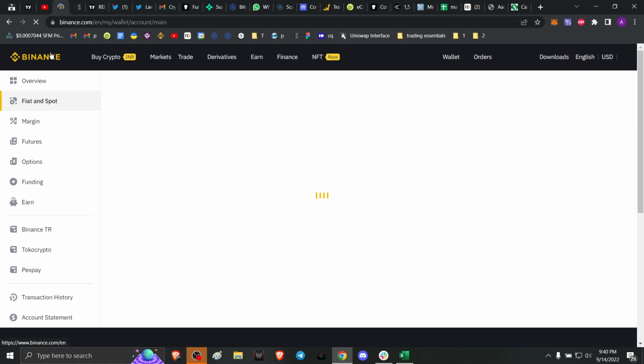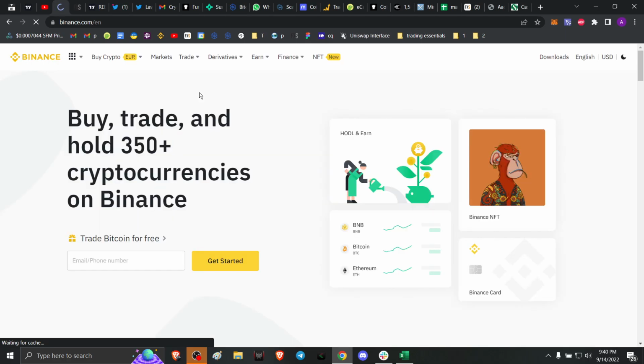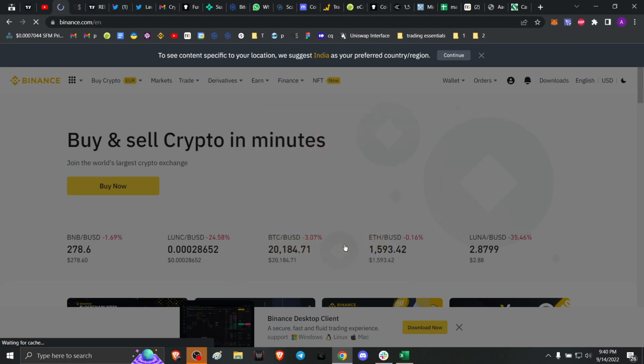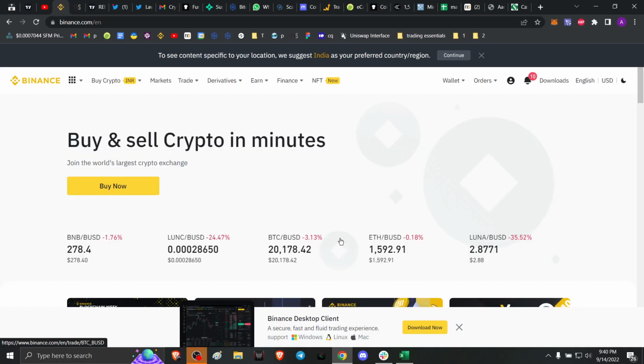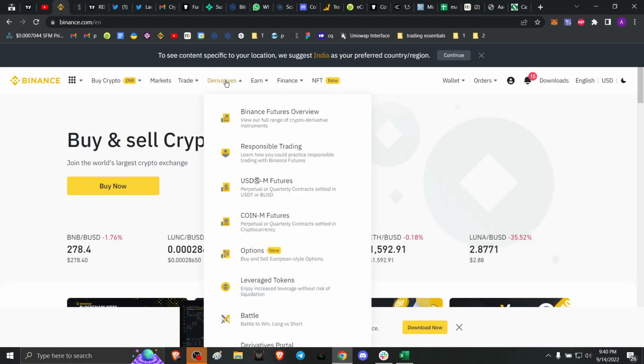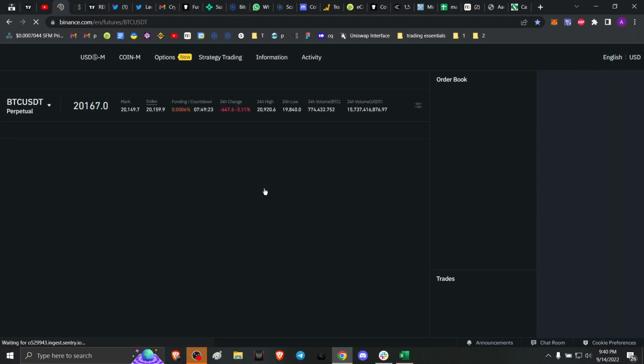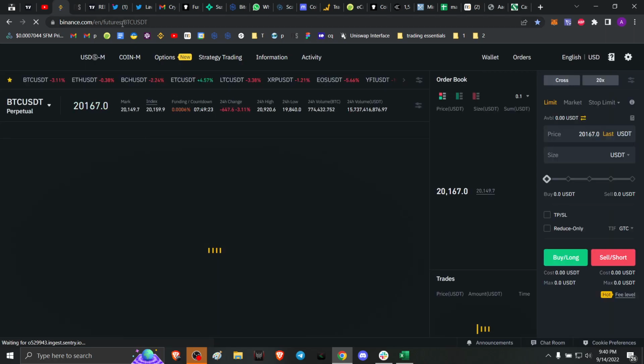All right, so once you're on Binance, you're going to be here, which is the main page, right? Cool. So once you're here, since you're going to be trading futures, I suggest you hover over the derivatives tab here, come down, go to USDM futures. This is where we're going to be trading, and any trade setups that I post in the Discord group is going to be in this particular section, which is BTC futures, right?